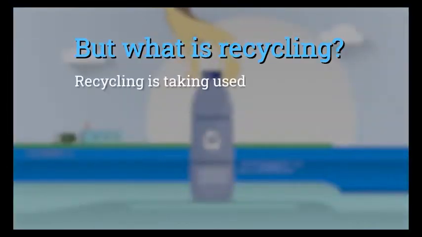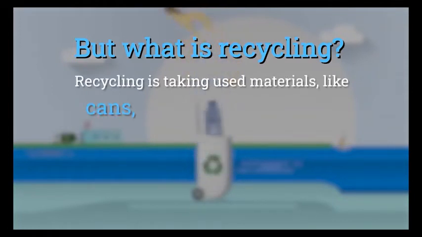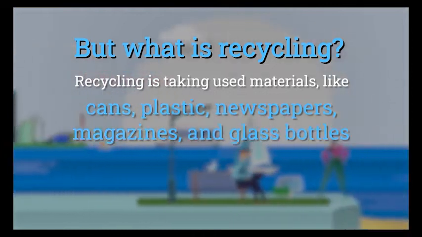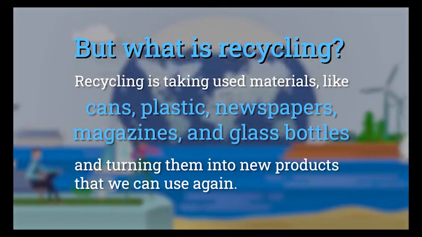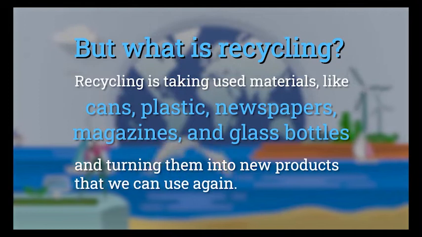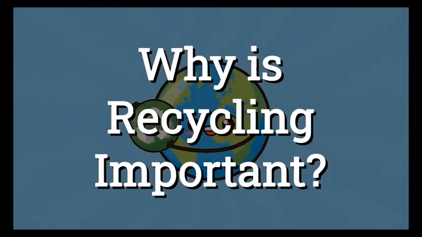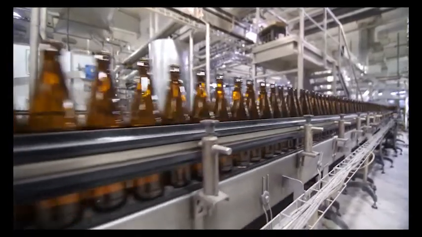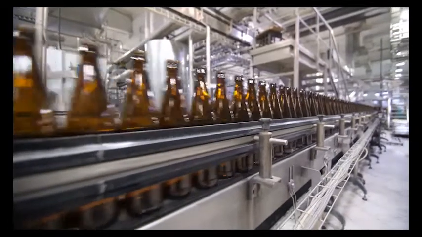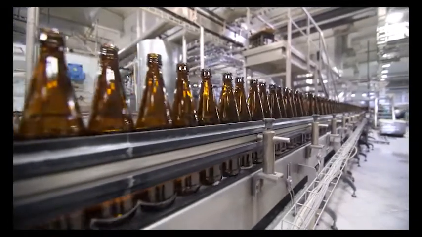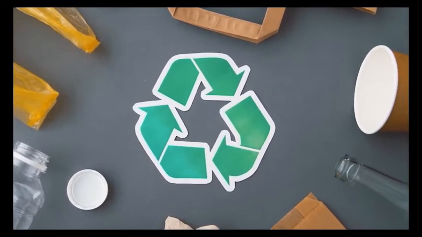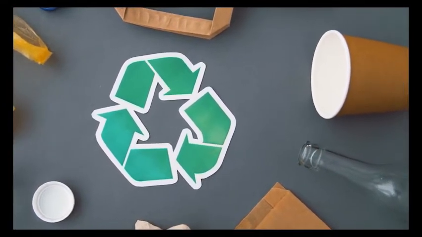Recycling is taking used materials like cans, plastics, newspapers, magazines, and glass bottles and turning them into new products that we can use again. So why is recycling important? Well, instead of making an entirely new item each time we need something like plastic jugs, bottles, and cardboard, with recycling, we can use plastic jugs, bottles, and cardboard and make new things.